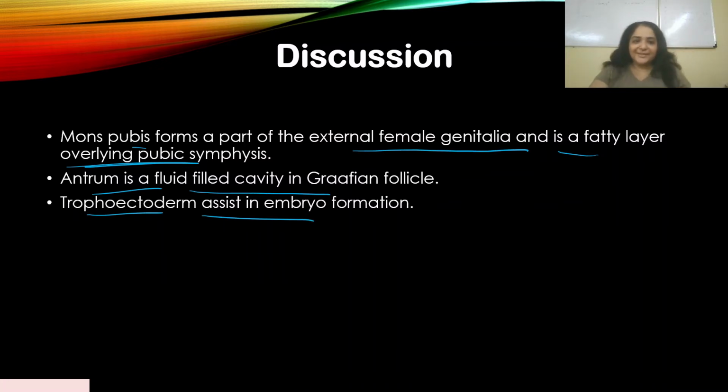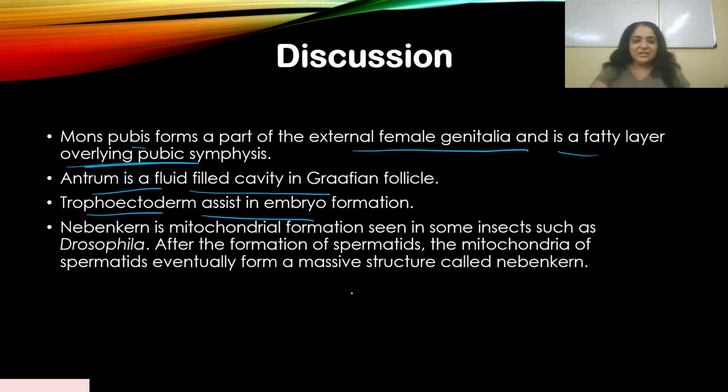You know what happens next, right? I've already explained that to you. Nebenkern is a mitochondrial formation seen in some insects such as Drosophila. It's not there in human sperm, but seen in insects. After the formation of spermatids, the mitochondria of spermatids eventually form a massive structure called Nebenkern.